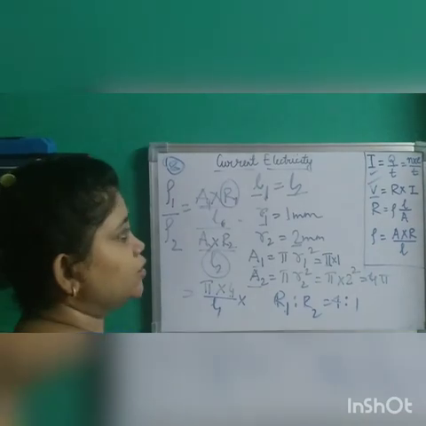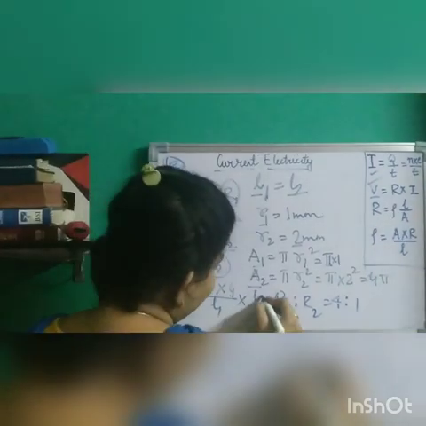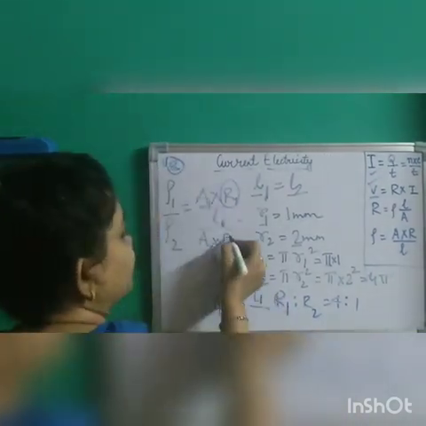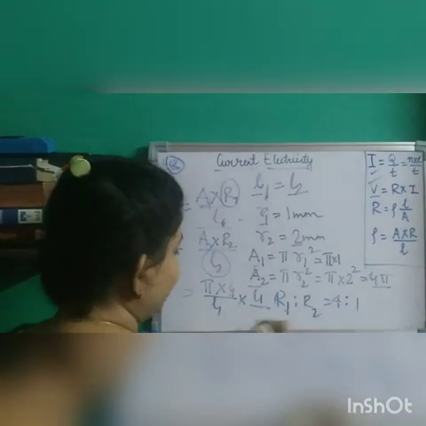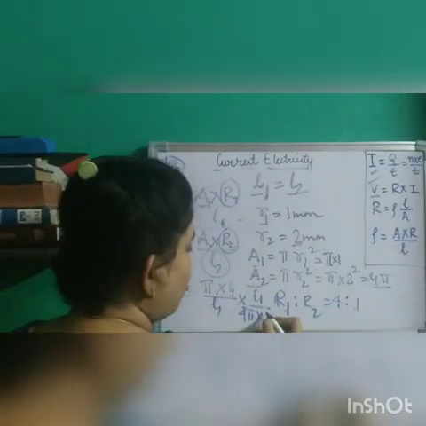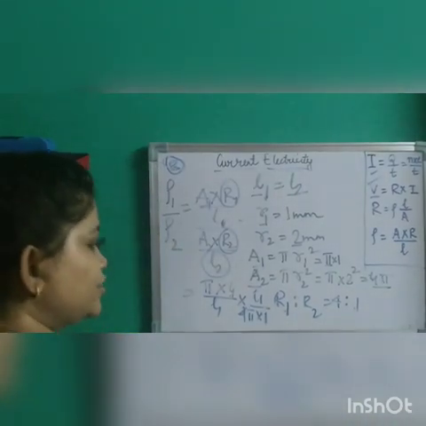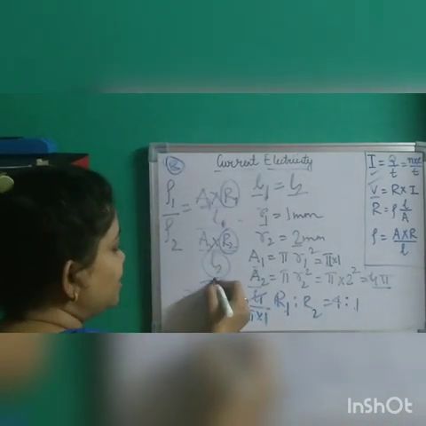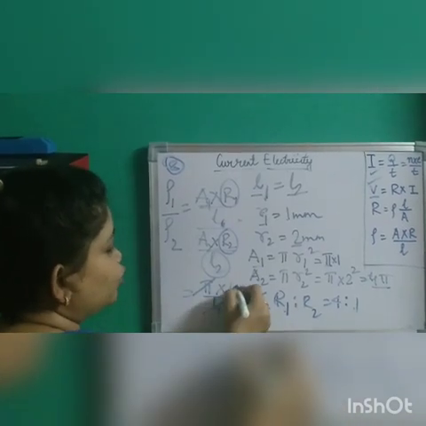Now as L1 is equal to L2, I can easily write it as L1. And what is the second area? 4 pi. And what is the second resistance? 1. Okay, let us just solve it. So L1 gets cancelled, pi gets cancelled, 4 gets cancelled.